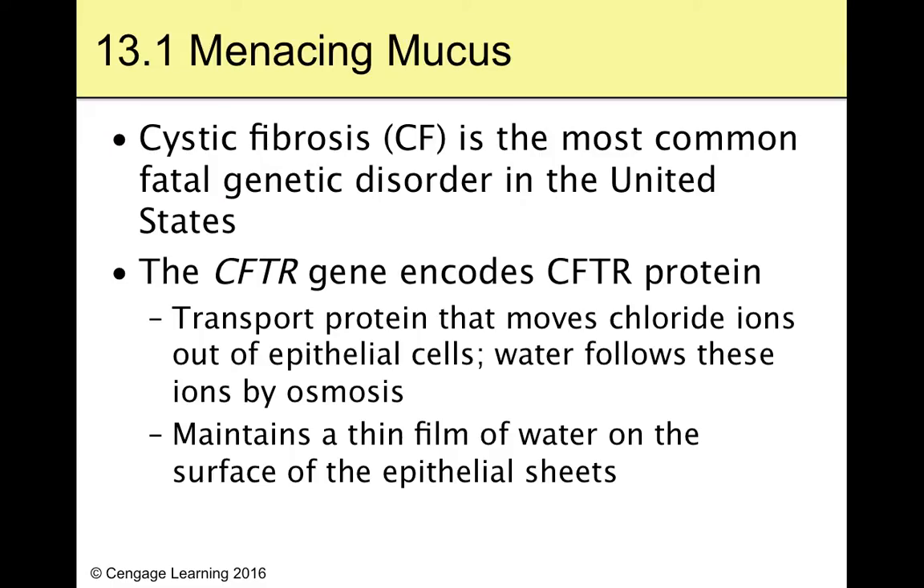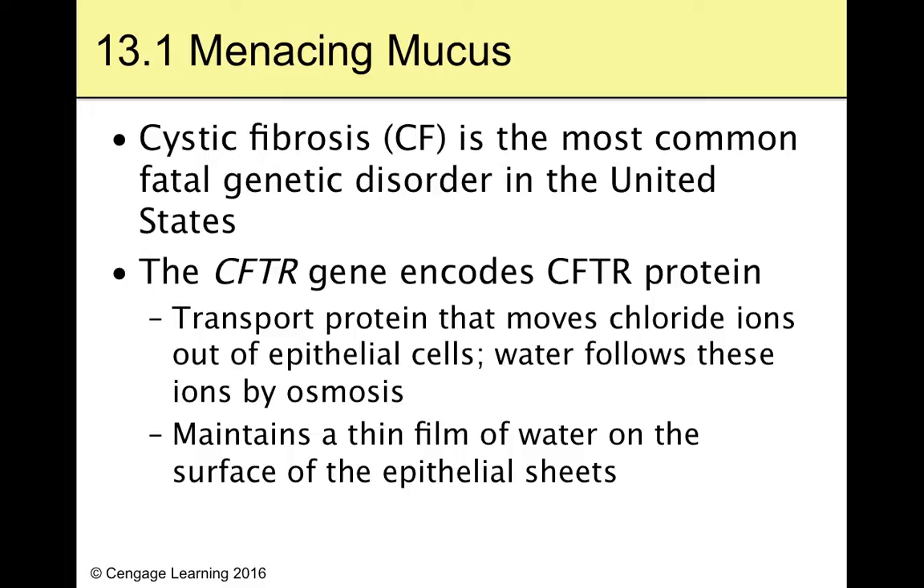So your chapter starts out with kind of an application story, talks about cystic fibrosis. Cystic fibrosis is our most common fatal genetic disorder in the U.S. It is pretty common. The CFTR gene encodes a CFTR protein. This CFTR protein is a transport protein that moves chloride ions out of the epithelial walls. And when you move chloride ions out, water follows that by osmosis.